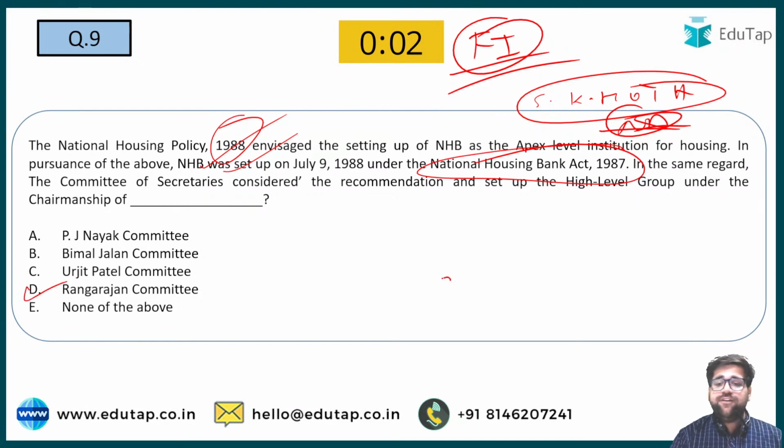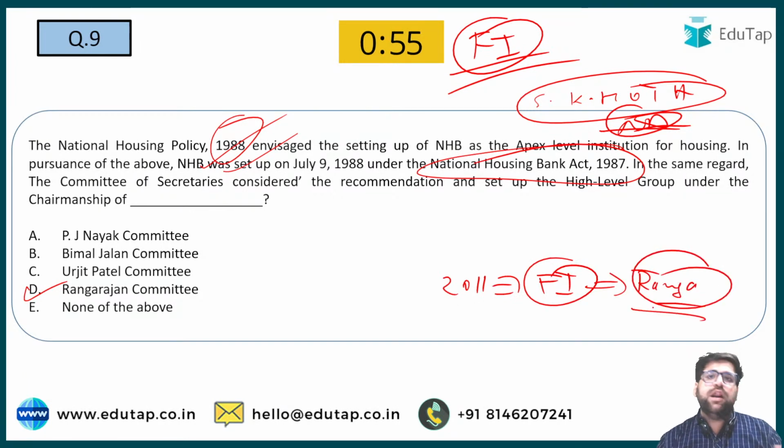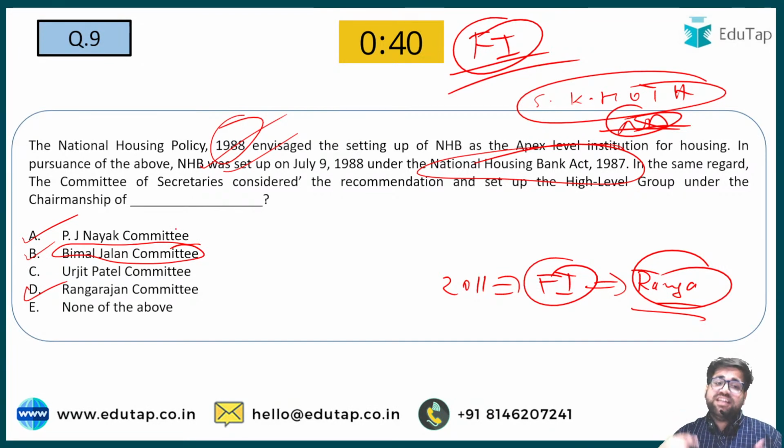And mind you, my dear friends, in 2011 again, the Rangarajan committee is very important for financial inclusion. If you know about financial inclusion, there is too much to write on it, so please remember all these different facts. We have covered the PJ Nayak committee. We have also covered the Bimal Jalan committee. This is the most important committee of RBI till now, because it has made some structural changes in the RBI. Then the Urjit Patel committee, again a former governor of RBI.